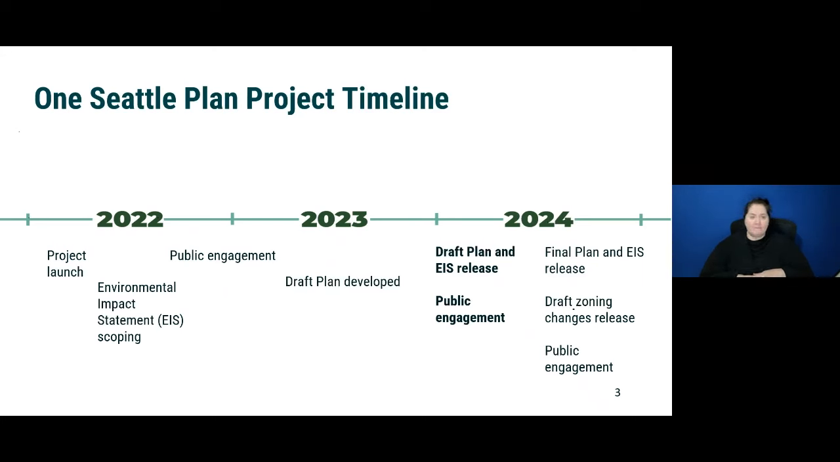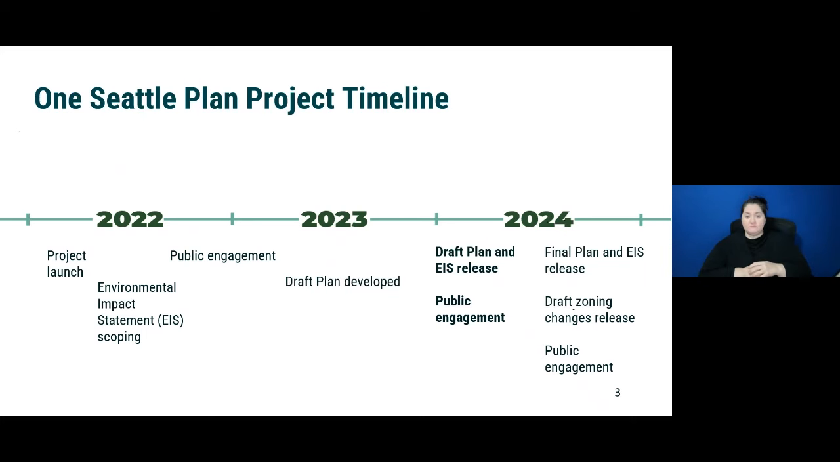Our project to update the Seattle 2035 plan began in early 2022. You can see a project timeline on this slide. It began with project launch and scoping of our environmental impact statement, and public engagement that shaped the draft plan itself, including open houses and public meetings like this one in 2022 and 2023. We have just released the draft plan and the draft EIS last month, actually in March, and we are concluding our public engagement next week on May 6.